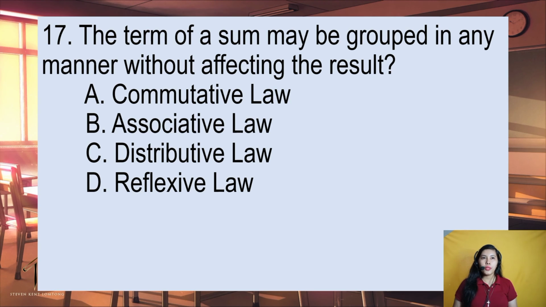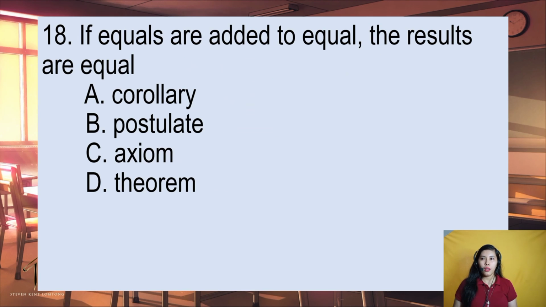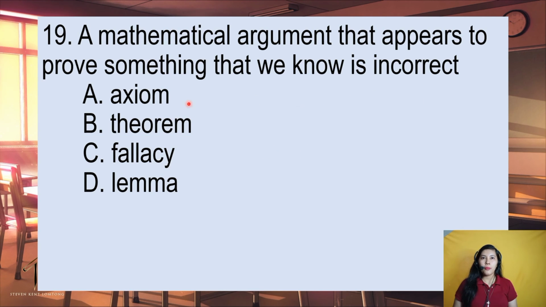So next we have the terms of a sum may be grouped in any manner without affecting the result. So simply saying, grouping doesn't matter, so that is associative law. If equals are added to equals, the results are equal. So this is an axiom. So take note of words like these. A mathematical argument that appears to prove something that we know is incorrect. So this is fallacy.